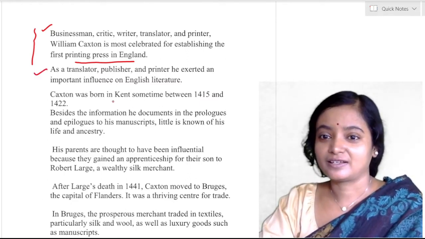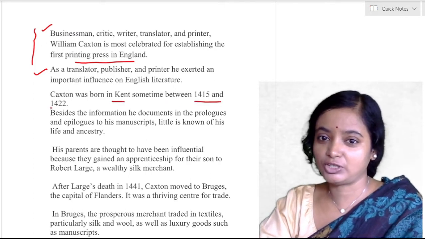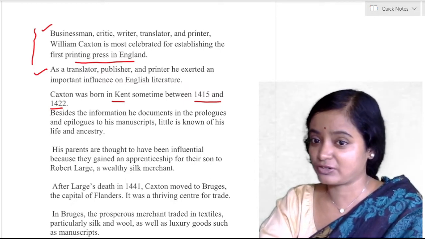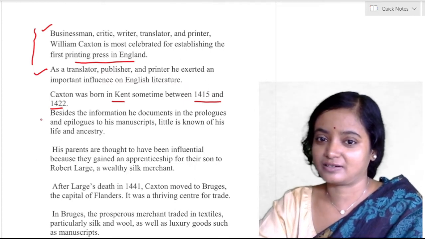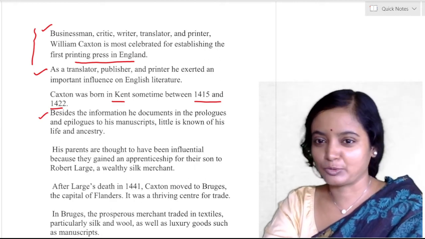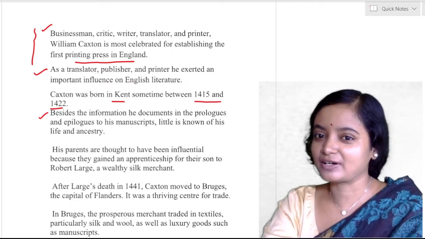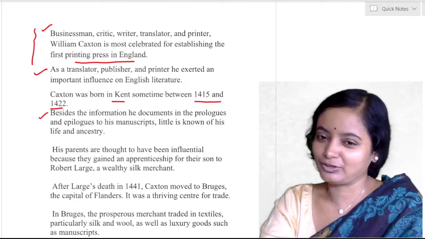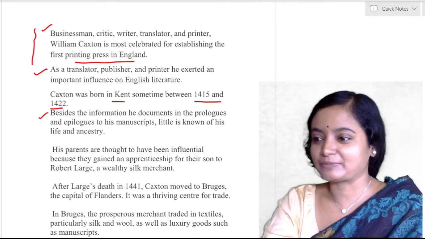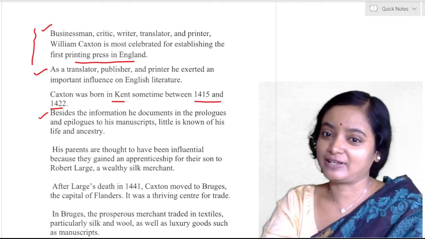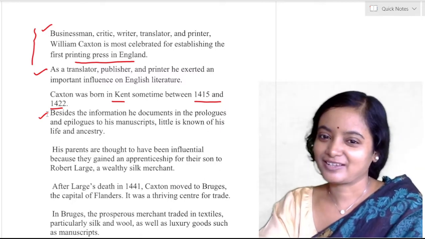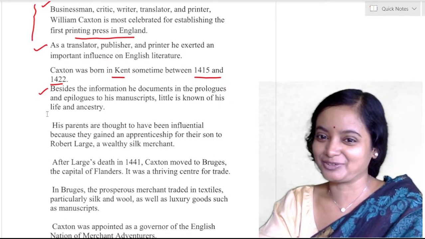Caxton was born in Kent, sometime between 1415 and 1422. Besides the information he documents in the prologues and epilogues to his manuscripts, little is known of his life and ancestry. So how do we come to know about Caxton? When Caxton published or translated some work, he had the habit of putting a prologue and epilogue to his manuscript. There, at the beginning or at the end, he says something about the book and something about himself. And from those notes, we have come to know about Caxton. He became the source of his own history.